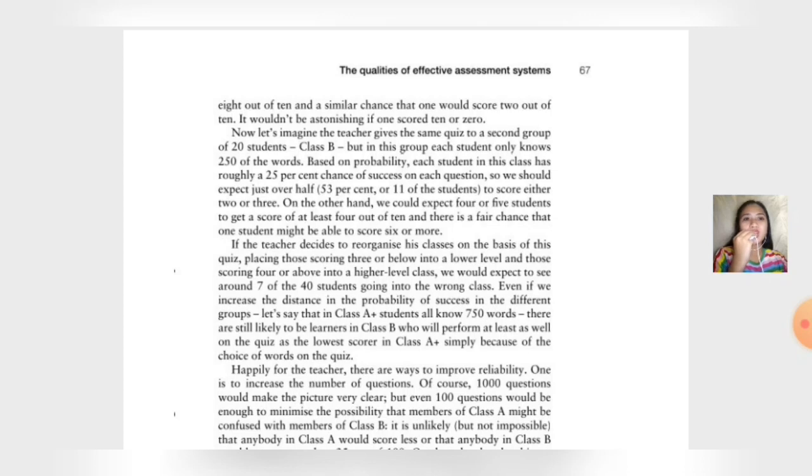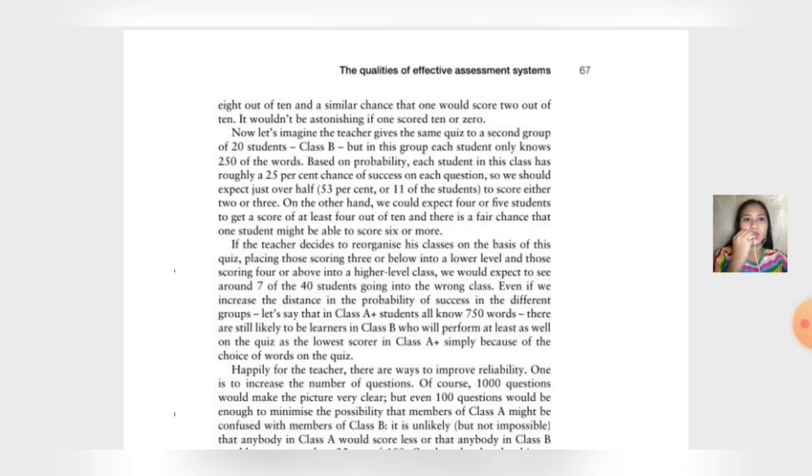Now let's imagine the teacher gives the same quiz to a second group of 20 students, Class B, but in this group, each student only knows 250 of the words. Based on the probability, each student in this class has roughly a 25% chance of success on each question, so we should expect just over half to score either 2 or 3.